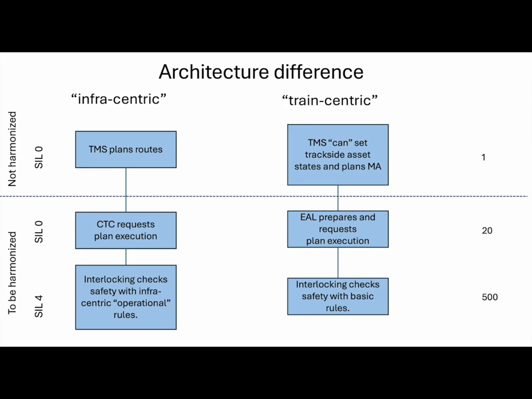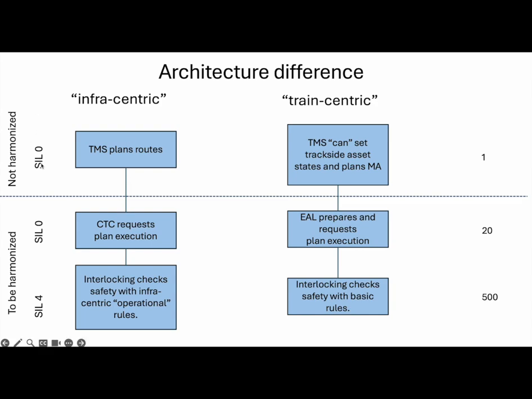What does it mean in terms of architecture thinking like that? When you see the infrastructure-centric architecture, if we would, let's say, theoretically harmonize it, which was tried already, then we have something like a traditional interlocking down here with, of course, RBC and other things, which is a Seal 4 system, and then we have a CTC system sometimes for automatic route setting, which is Seal 0 to Seal 2, depends a little bit on the country. And this would be the area that we want to harmonize, including the interface to the TMS.